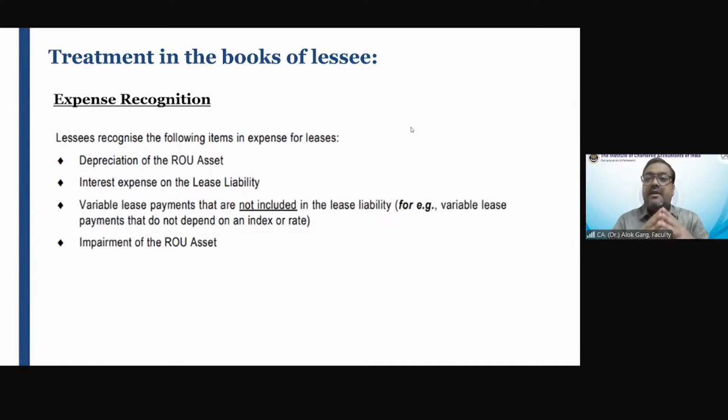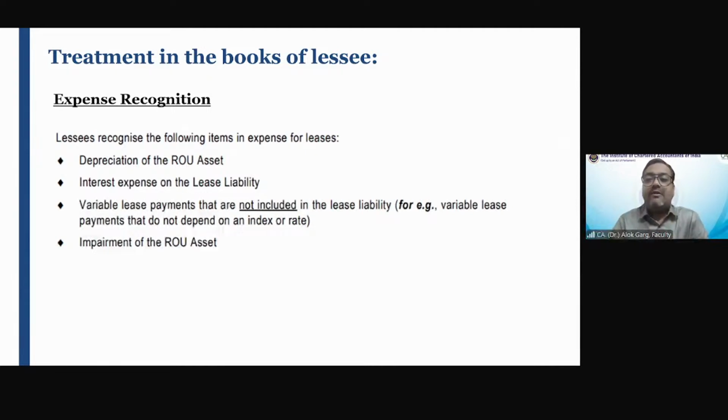Friends, there is one exception to the exemption: if a purchase option is available in the short-term lease, in that case, that lease cannot be considered a short-term lease for the purpose of availing the exemption, right?